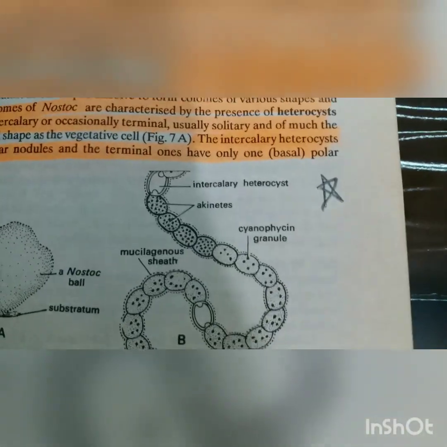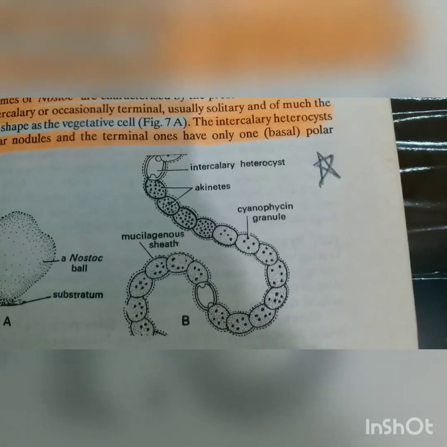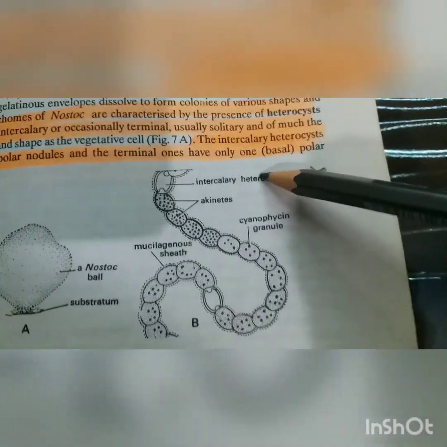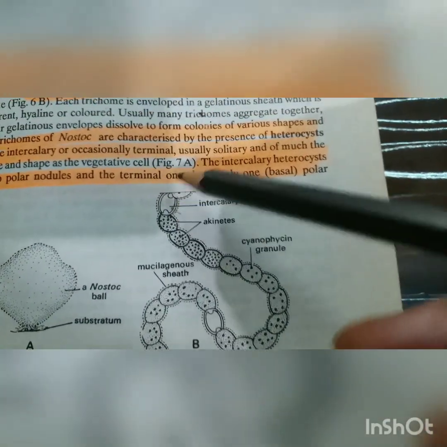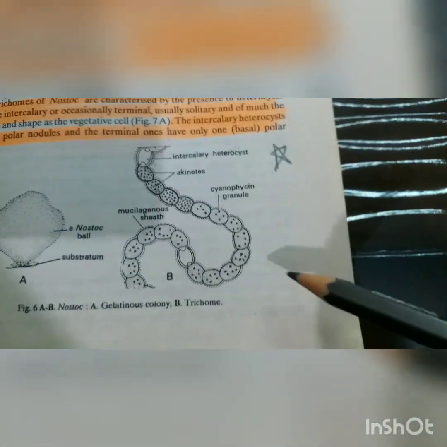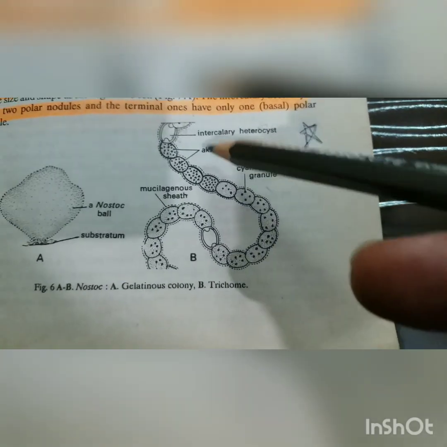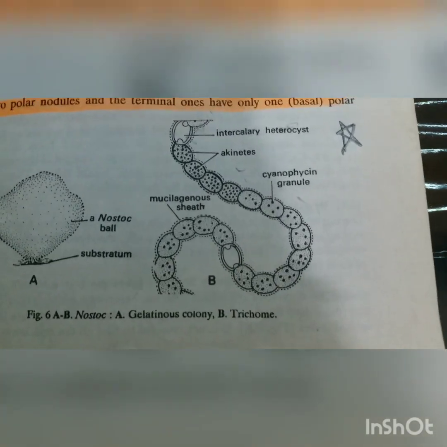Then we are coming to the next part, that is Nostoc. See, in Nostoc, it is the same trichome, and here in the trichome there are heterocysts, and heterocysts are of two types. One are terminal and some are intercalary, in between the cells, and these which are intercalary have two polar nodules, and they have the cyanophycin granules, and in between there are cells which do the asexual reproduction. They are called akinetes.